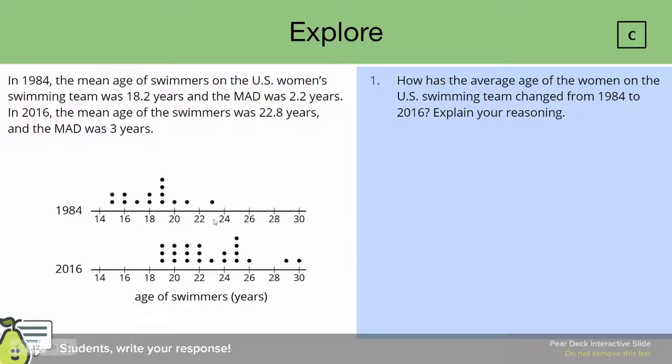In 1984, we did not even have a single swimmer that was 24 years old. In 2016, we can see that we have a swimmer that's 25 years old. In fact, we have 4 of them. We also have a swimmer that's 26 years old, 29, and 30. So you can see that between 1984 and 2016, the age of swimmers has actually changed quite a bit.